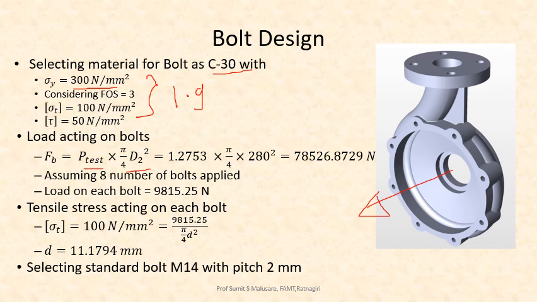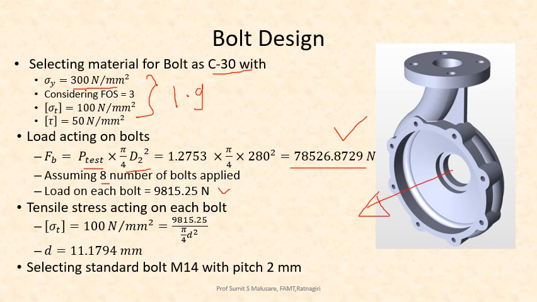From this I will get the amount of force acting on all of the bolts, equal to 7856.8729 newtons. Here I have assumed, as shown in the diagram, 8 bolts. You can go for 6 bolts also, you can go for 12 bolts also. So here I have assumed 8 bolts. So dividing by 8, I get the load on each bolt as 9815.25 newtons.